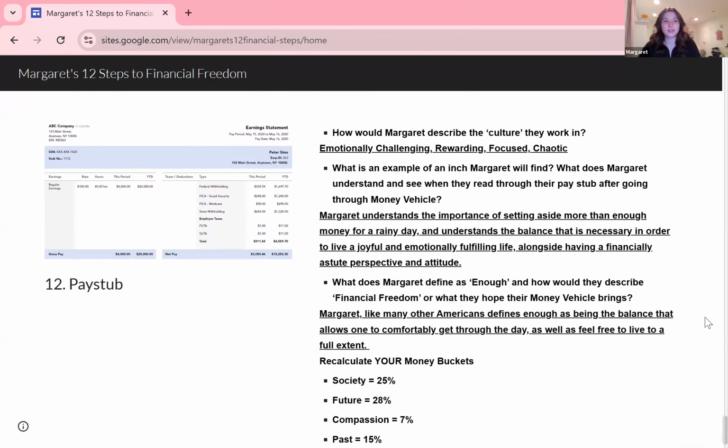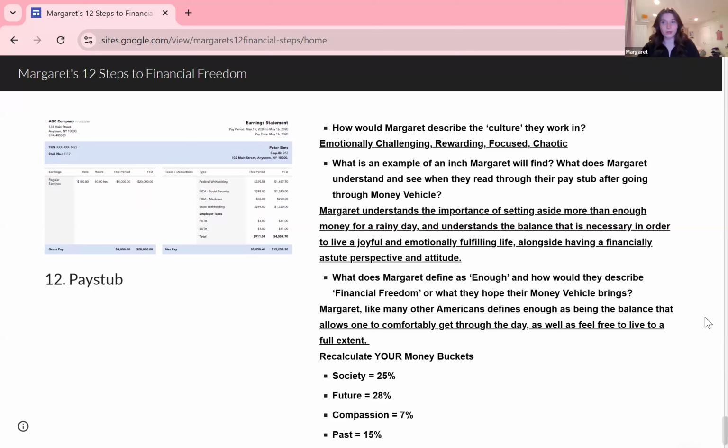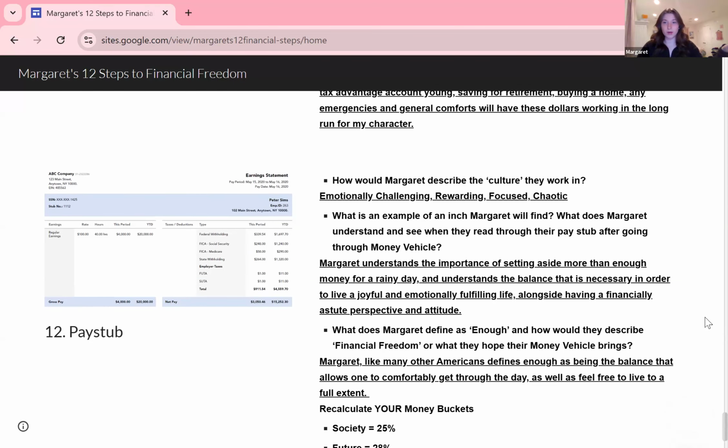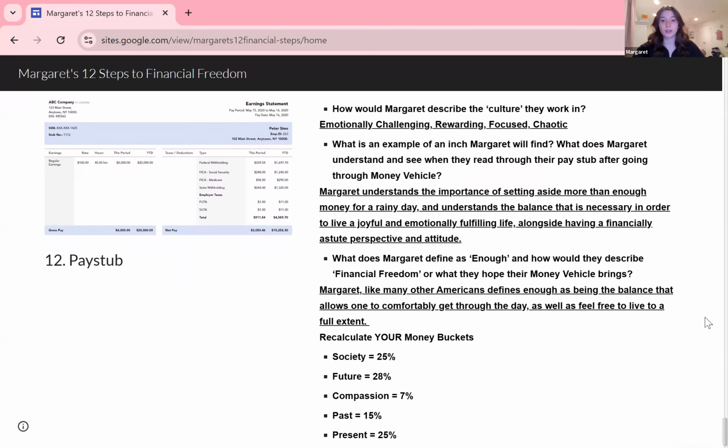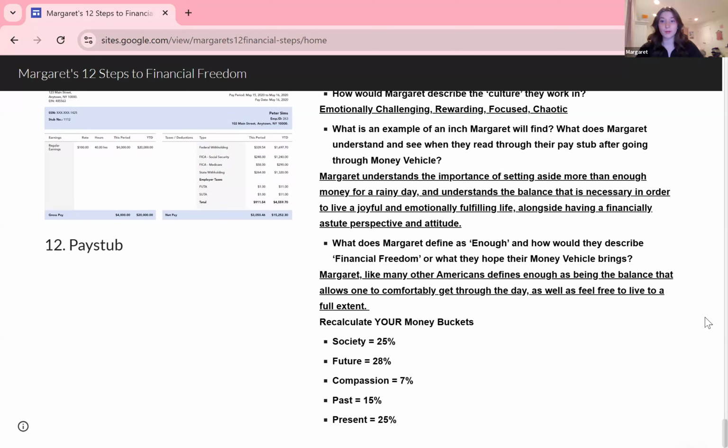So this is going to lead us to number 12, which is our pay stub step. And this is really just looking at an overview of what we have talked about within the past 11 chapters. It's going to be how can we look at the importance of the money that we have amassed, and how can we look at all the different accounts that we are putting our money into, how can we look at the taxes, how can we look at our money buckets.